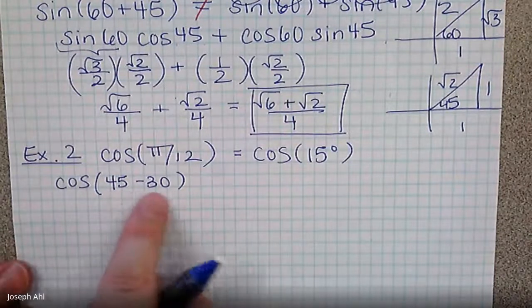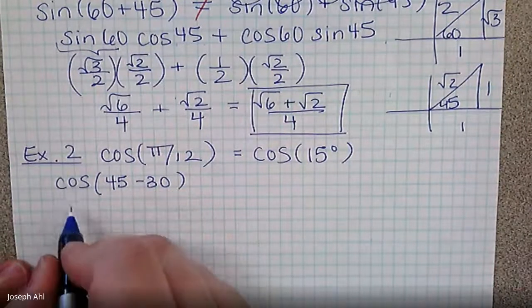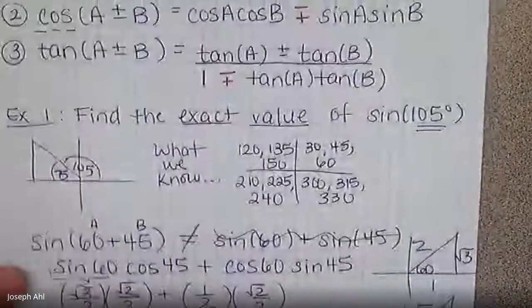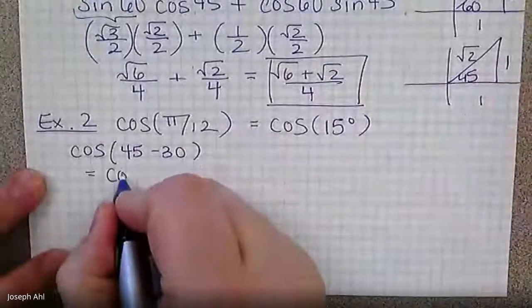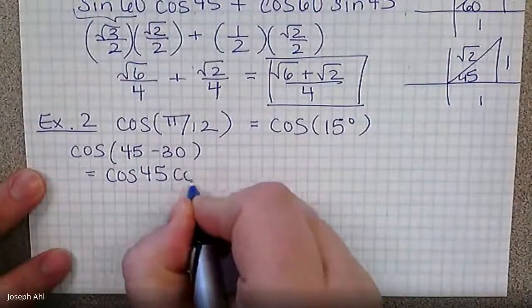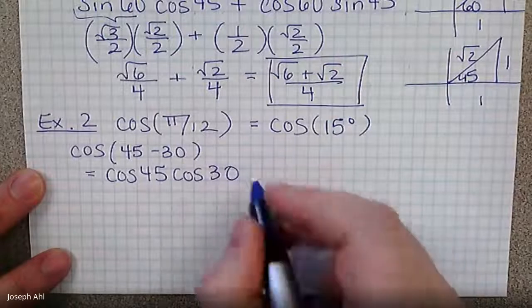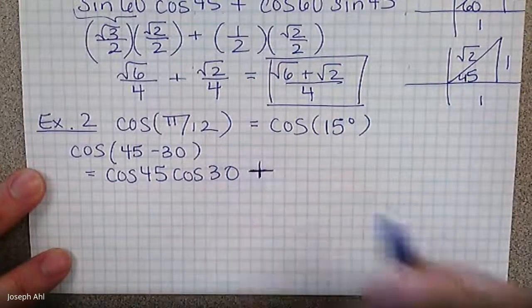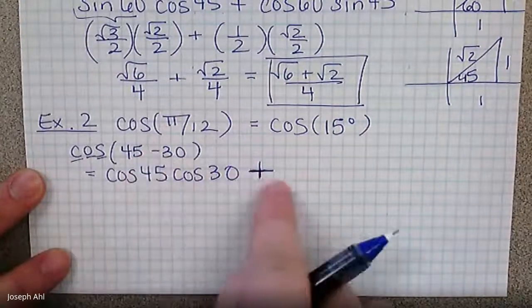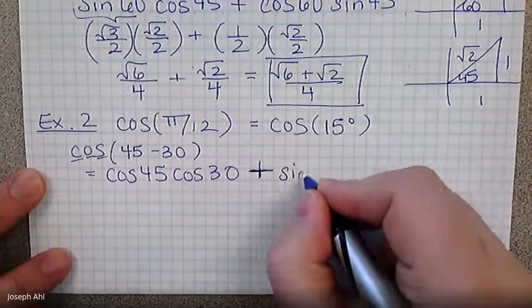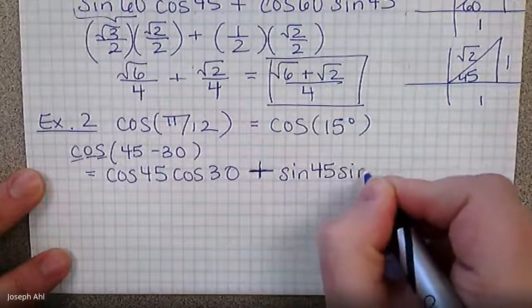Okay, so 45 minus 30 is the initial start. For cosine, what's the chant for cosine? Cosine is cosine, cosine, sine, sine, cosine, cosine, sine, sine. Okay, here we go. It's going to be cos 45, cos 30. And then in the middle, get ready, plus, because for cosine you have a change of sign, change this to plus, sine 45, sine 30.